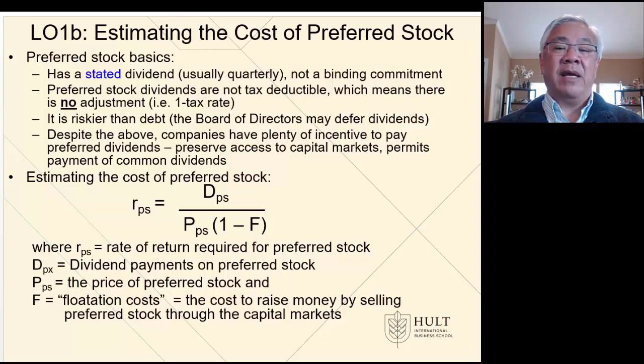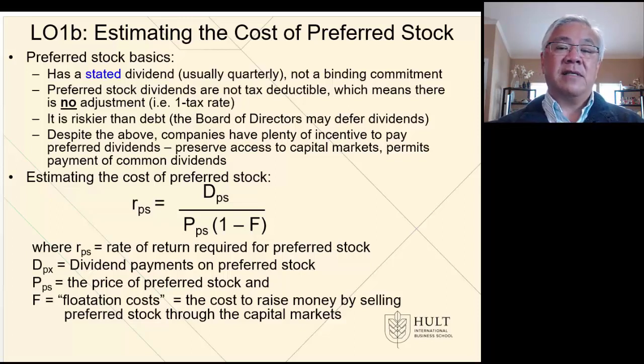And despite the above, many companies have a lot of incentive to pay preferred dividends. If you think about it, they offered that particular class of stock to attract investors who want the steady return of quarterly dividends. If they are seen as an issuer of that preferred stock and they don't make good on that intention, then the value of that preferred will drop and the chance of them being successful in subsequent preferred offerings drops pretty significantly. So let's look at the formula for estimating the cost.